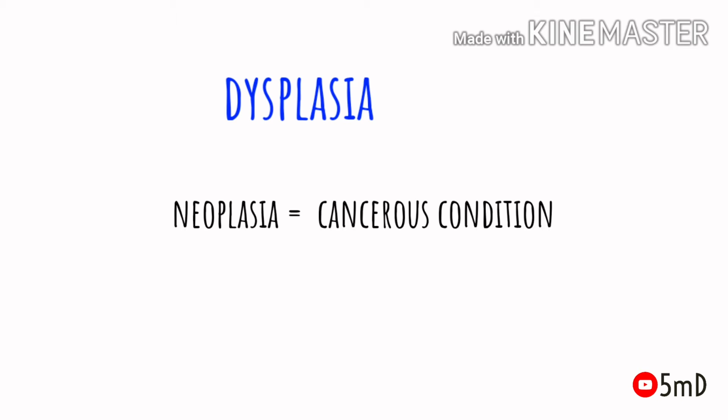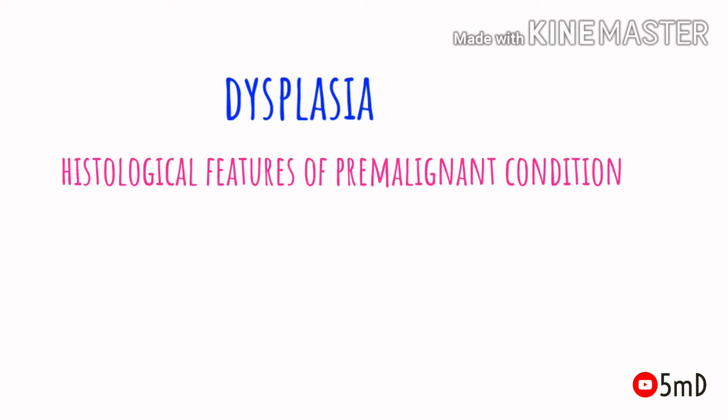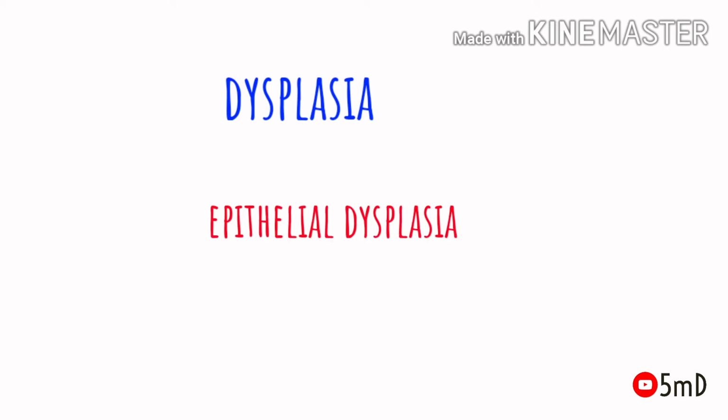Let us see in simple words what dysplasia is all about. We have all heard about neoplasia, which is the term used for cancerous conditions. Dysplasia is nothing but the histological term used for a precancerous condition. Dysplasia is most commonly encountered in the epithelium. Therefore, it is also known as epithelial dysplasia.